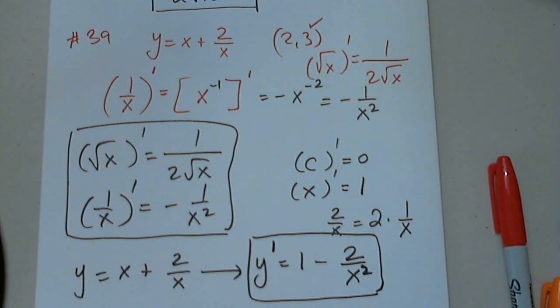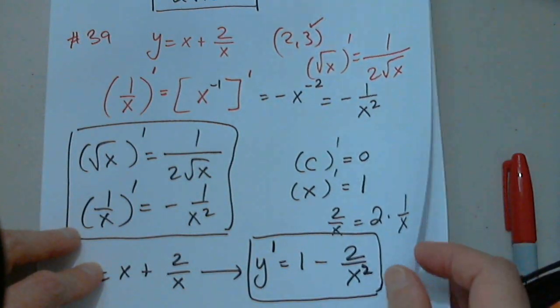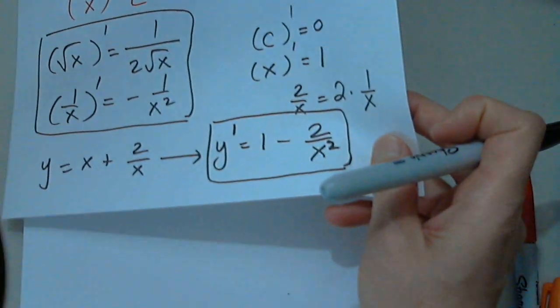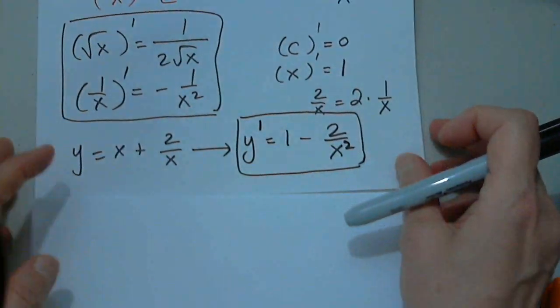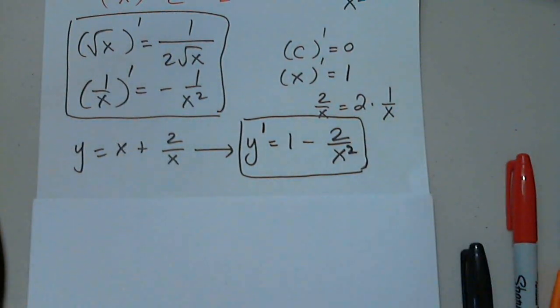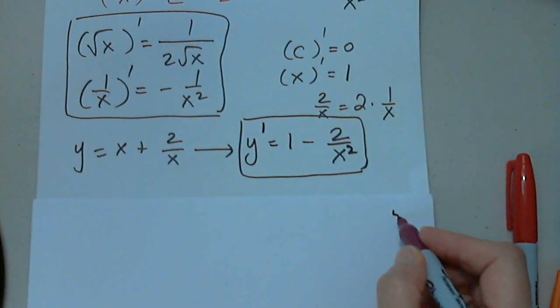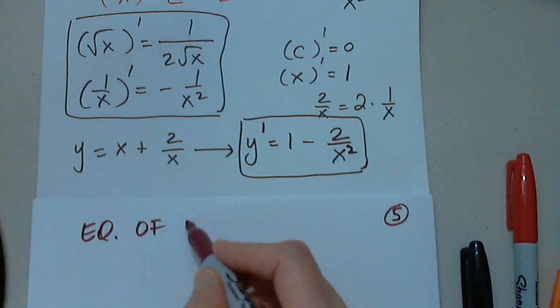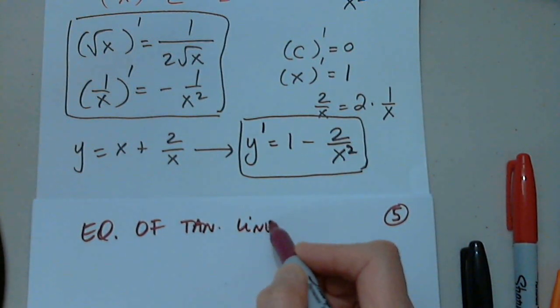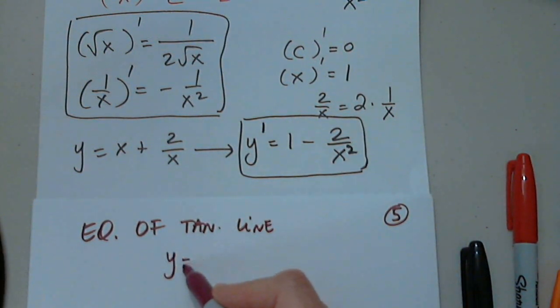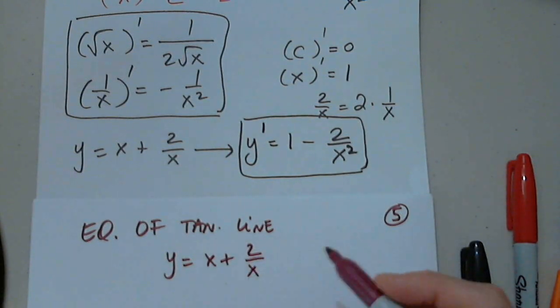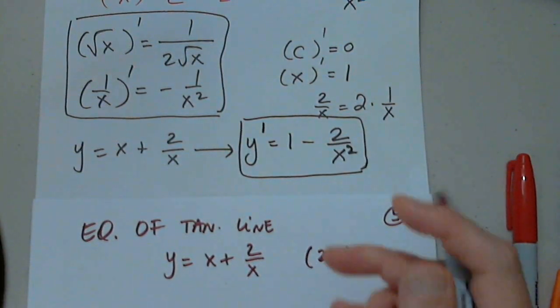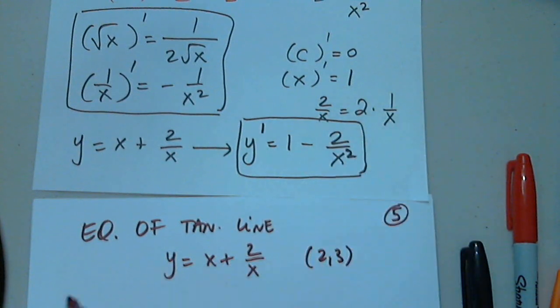Okay, so we determined the derivative. We were asked to find, I just forgot what I was doing. So we are asked to find the equation of the tangent line at y equals x plus 2 over x at the point (2, 3). And we determined y prime.